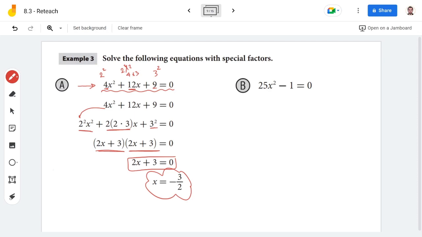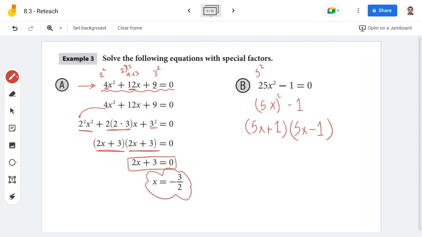Now, let's do the same thing for question number B. 25 can be written as 5 times 5, or 5 squared. Now, let's write the question: 5 squared x squared, let's put them in one squared bracket, 5x squared minus 1. Now, we know that this is a difference of squares, so let's open two brackets. The first bracket will be 5x, the second one will be 5x. The first one will be negative, the second one positive, or positive, negative, it's up to you. Then here it should be 1, and here also 1.